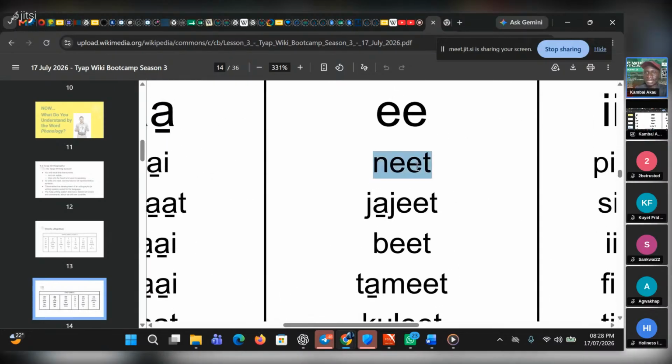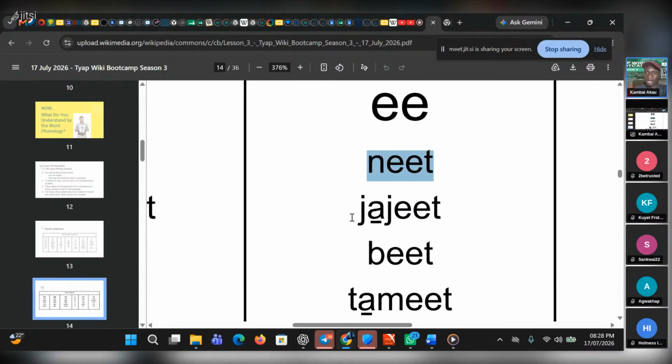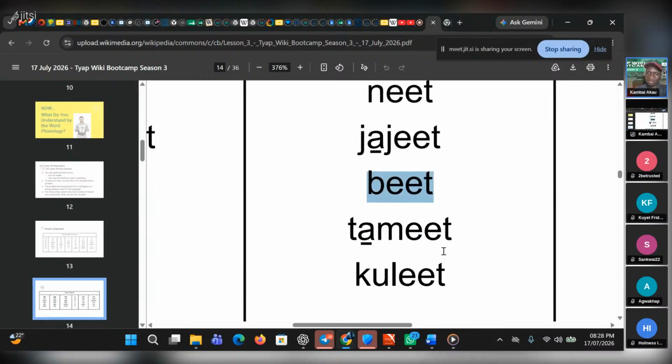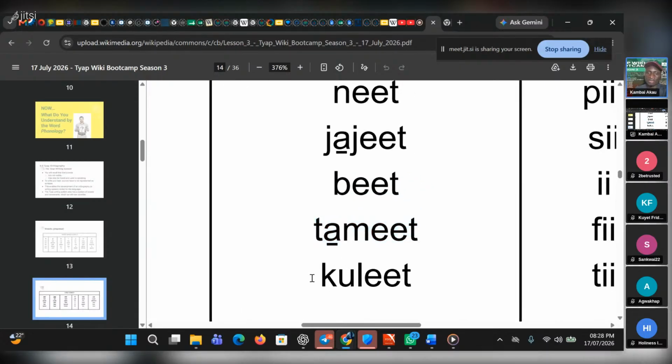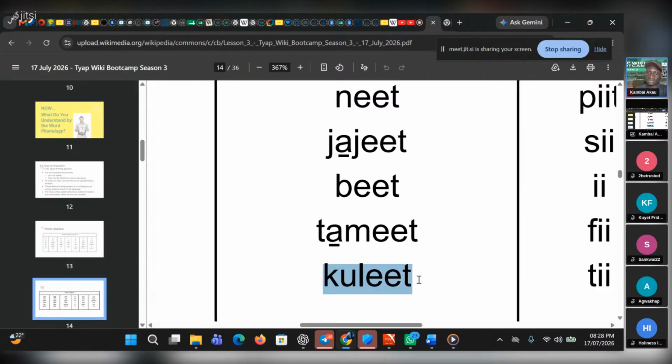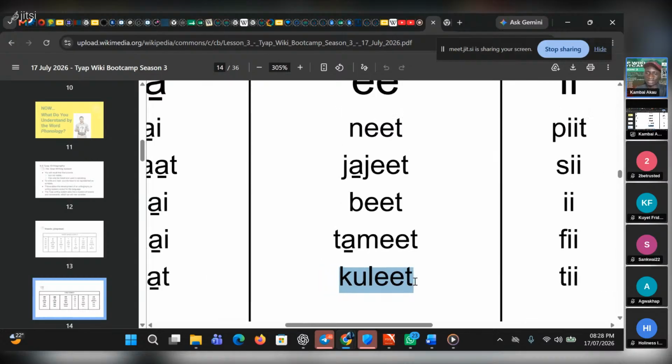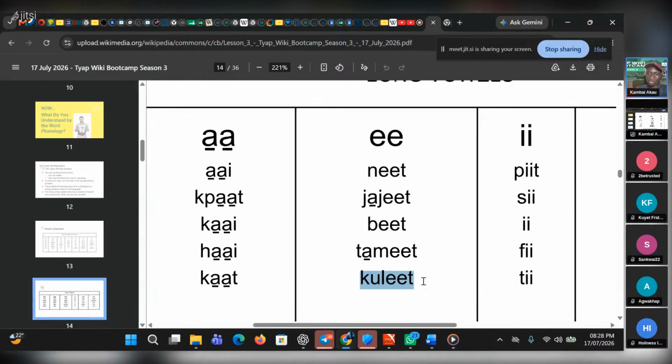And then we have need, like from, and then we have jejet, something that is tough. Then we have bait, like to paste something, termite, like to stick something to another thing. And then we have collate, to let you know.